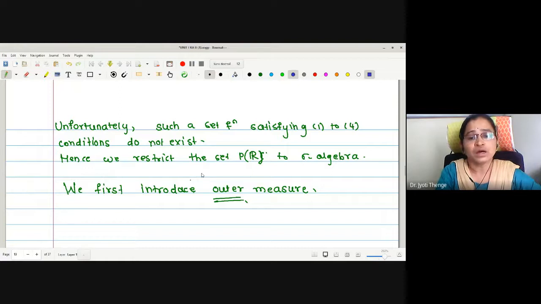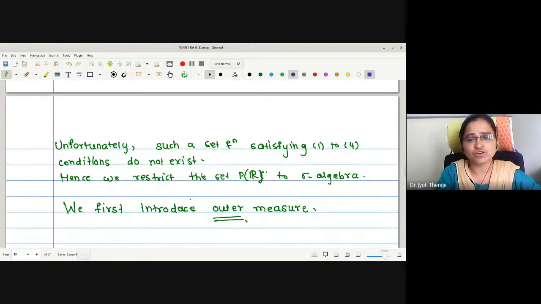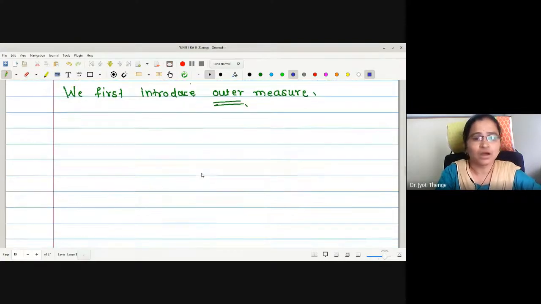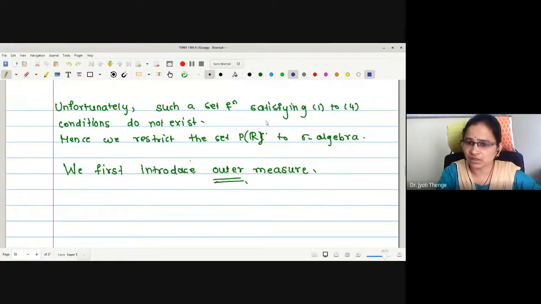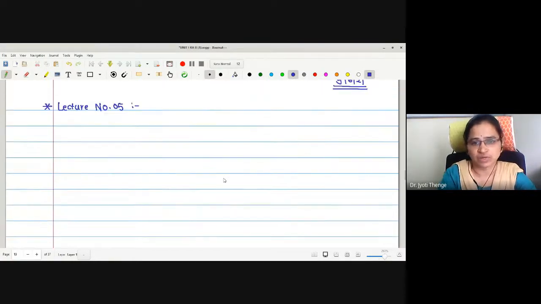Therefore, we have to restrict the function, instead of the power set of R, to a sigma algebra. How this works will come in our further study. Therefore, the first point we are going to introduce is the first measure, called an outer measure. So today we are going to understand what an outer measure is.